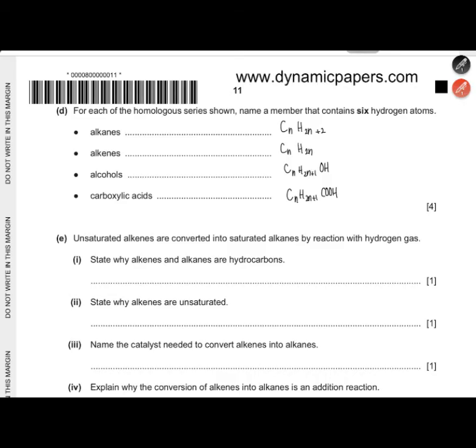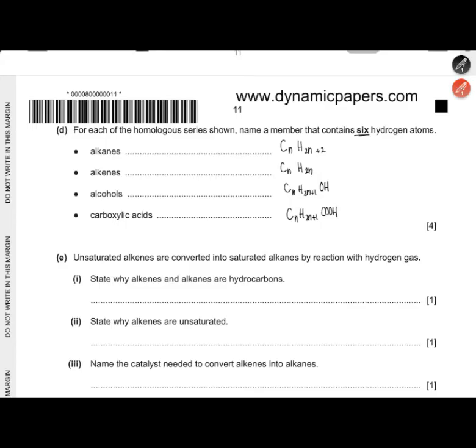Now part D, for each of the homologous series, name a member that contains 6 hydrogen atoms. To do that, you need to know the general formula of each of them, which I've written here. Alkanes, it's CnH2n+2. We can try that with ethane. C is going to be 2. H is going to be 2 into 2, 4, plus 2, 6. C2H6, this is ethane.